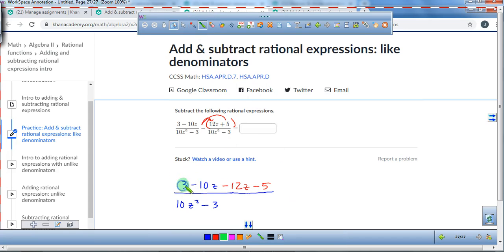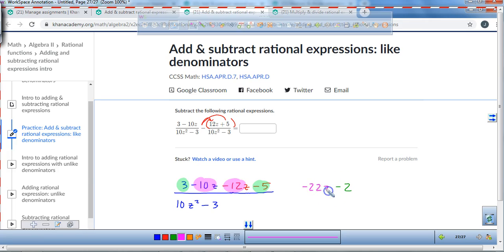I can combine a 3 and a negative 5. And that makes a negative 2. And then right here, we can also combine a negative 10z and a negative 12z. And that becomes a negative 22z. Alright, and that's going to be all over 10z squared minus 3.